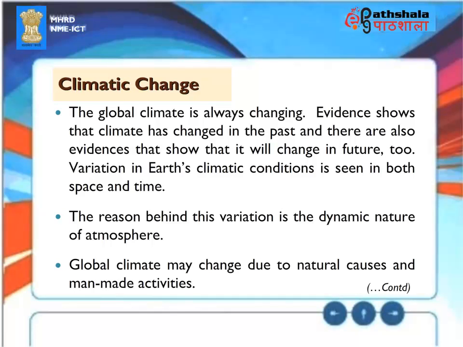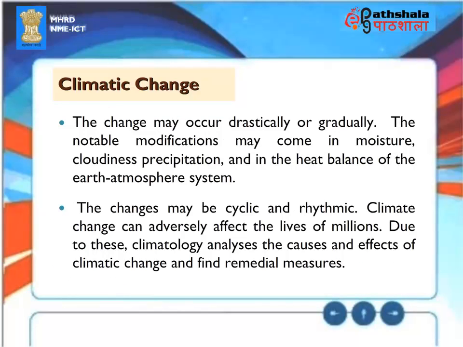Climatic change. The global climate is always changing. Evidence shows that climate has changed in the past, and there is also evidence that it will change in future too. Variation in Earth's climatic conditions is seen in both space and time. The reason behind this variation is the dynamic nature of the atmosphere. Global climate may change due to natural causes and man-made activities. The change may occur drastically or gradually.